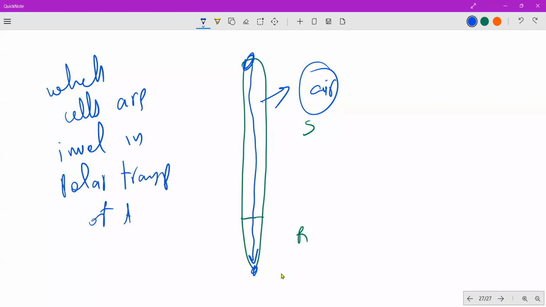Transport of oxygen. Tell me, through which cells is it happening? Which cells are involved in the polar transport of oxygen?